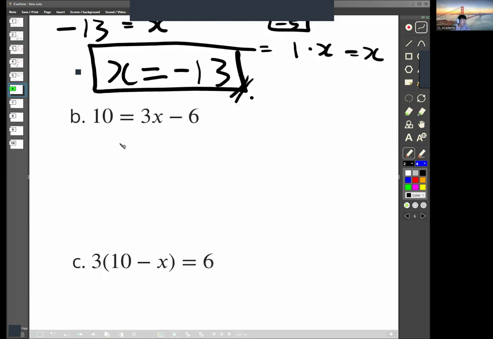Another one. We are looking for x, meaning that we need to isolate x. So I need to get rid of this minus 6. How can I get rid of that minus 6? We do the opposite operation. Opposite of minus is plus. So I'm going to add 6 to both sides. Then 3x just comes down. Minus 6 plus 6 will be 0. So plus 0 equals 10 plus 6, 16.